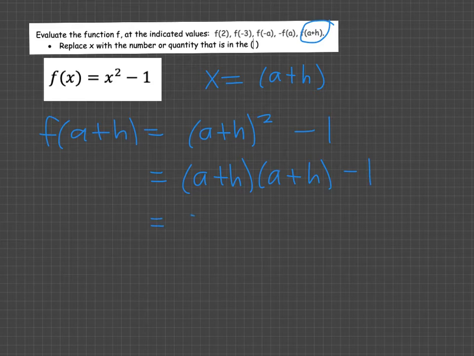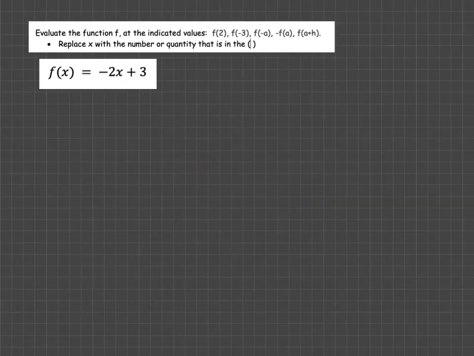So first times first, we get a squared. Outer times outer, we get a times h. Inner times inner, we also get a times h. So that ends up being 2 of those. And then last times last, h times h, we get h squared minus 1. And we would, at this point, combine any like terms, but we don't have any like terms, so that is our final result.